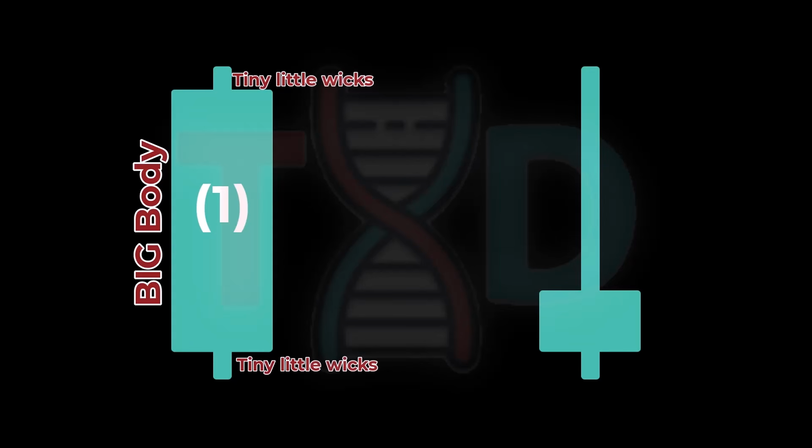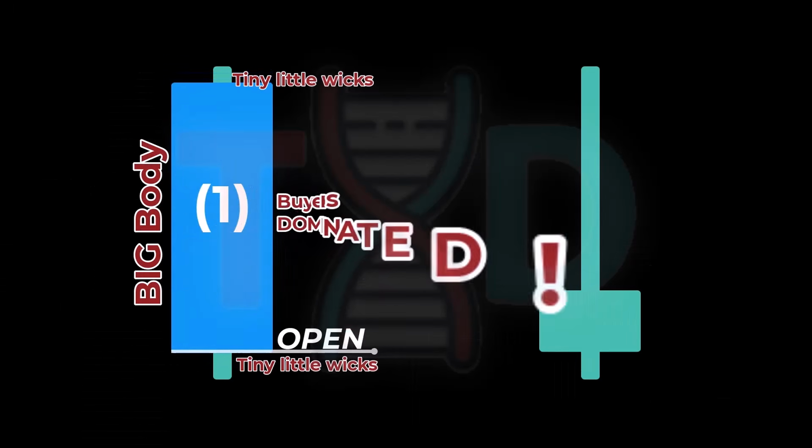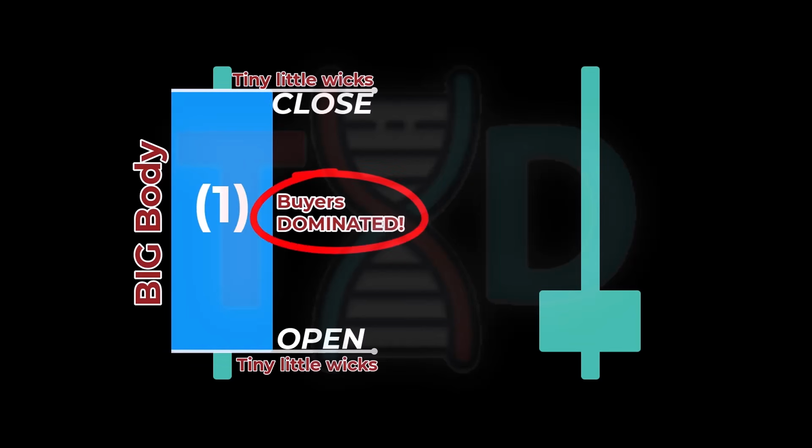Here's what happened. The price opened down here. Sellers tried to push it lower, but boom, buyers stepped in like absolute beasts and took control. They pushed the price way up with barely any resistance. The result? The candle closed super close to the top. That big green body is screaming, buyers dominated.